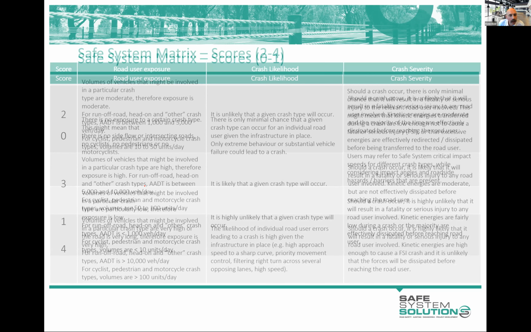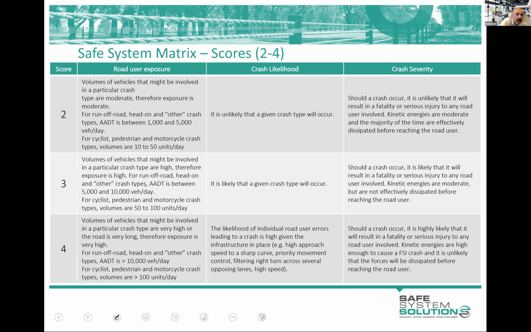Let's jump up a category. Let's see what a 2 is. Okay, vehicles involved in a particular crash type are moderate. Exposure is moderate. Hang on, 1,000 to 5,000. Okay, that's looking like where we're sitting for our AADT. For cyclists and pedestrians, 10 to 50.